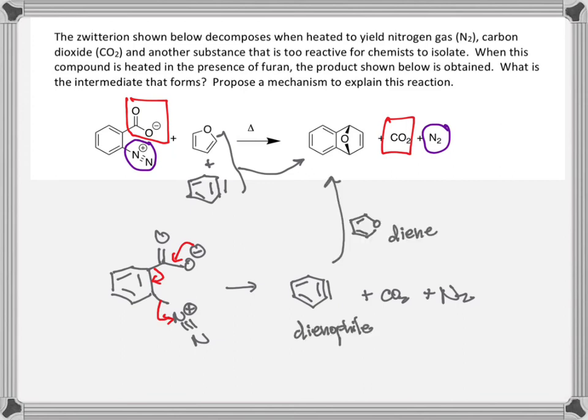Benzyne will react with furan. Benzyne is the dienophile, furan is the diene, to give us this Diels-Alder adduct.